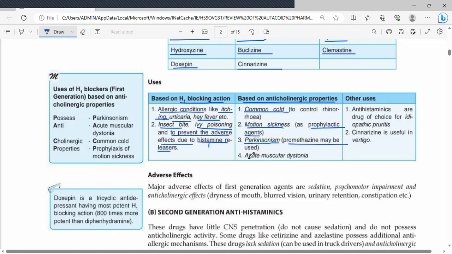Now, acute muscular dystonia. Other uses, antihistaminics may also be used. They are the drugs of choice for idiopathic pruritus. So the patient has constant itching and you cannot tell the cause of that, so antihistaminics will be a drug of choice. Also, in the treatment of vertigo, you can use the moderately sedating first generation antihistaminic drug known as cinnarizine.